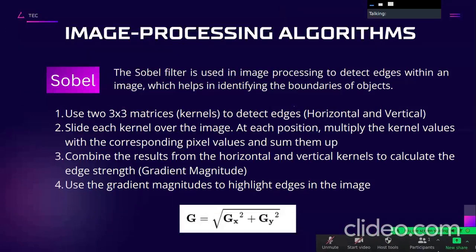Well, continuing with the presentation, we have the two algorithms that we implemented here. The first one is the Sobel filter. This filter is used to detect the edges within an image. First, we take two 3x3 matrices or kernels to detect the edges of the horizontal and vertical parts of the image, and then we slide each kernel over the image. At each point, we multiply the kernel's value with the corresponding pixel value and sum them up. After that, we combine the results of the horizontal and vertical kernels to calculate the edge strength, or the gradient magnitude, with the next equation that is over here.